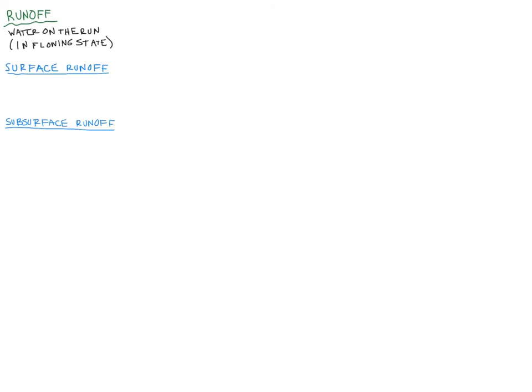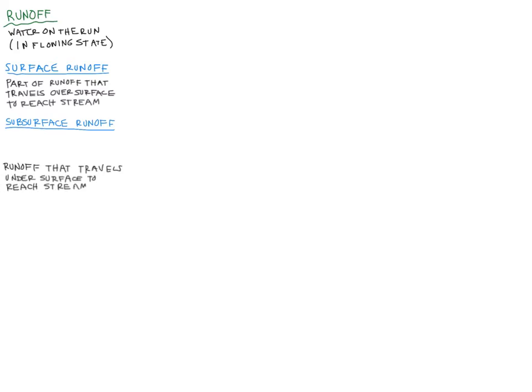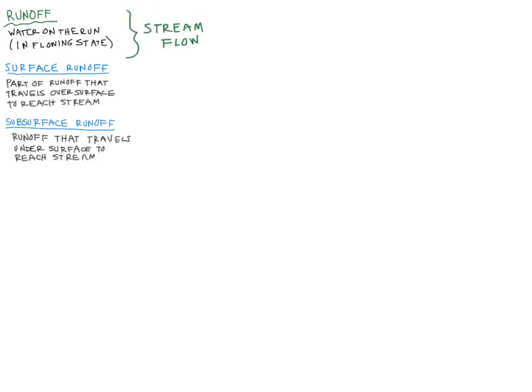So there's two kinds of runoff. There's surface runoff, and surface runoff is the part of the runoff that travels over the surface of the watershed to reach the stream. So it never is underground. And then subsurface runoff is runoff that travels under the surface to reach the stream. And so as a reminder, runoff is analogous with stream flow. So let's take a look at what we call a streamflow hydrograph.